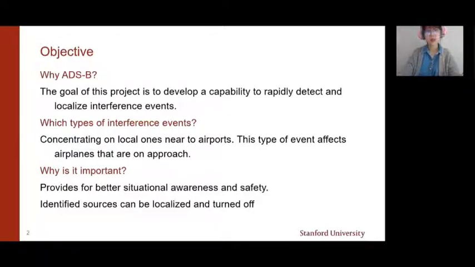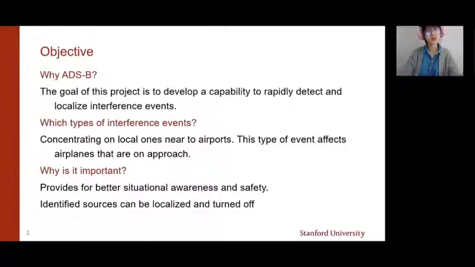Having the ADS-B reports from different aircraft, we could have an overall picture of interference events going on at some target airspace. For this project, we focus more on events that are happening close to airports. This type of event usually could cause denial of GNSS-based landing, and we want to protect aircraft from that. Eventually, we wanted to make sure this project provides better situational awareness and safety, and helps identify sources, localize them, and eventually turn them off.